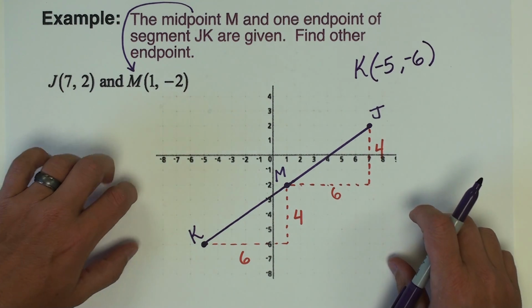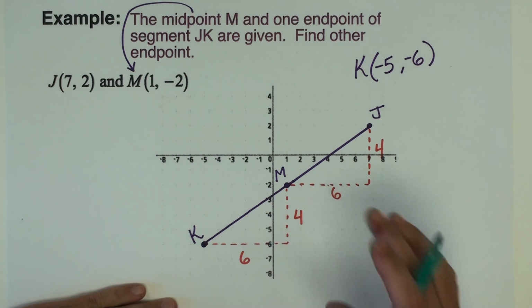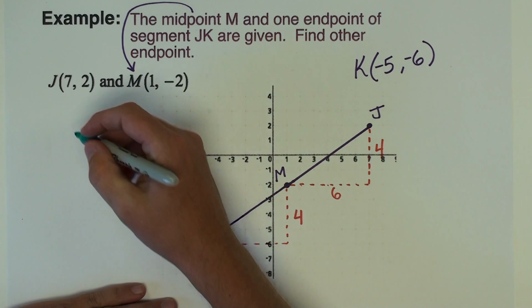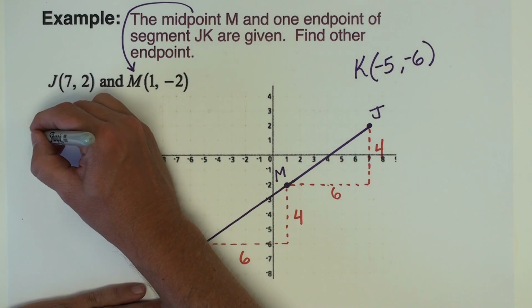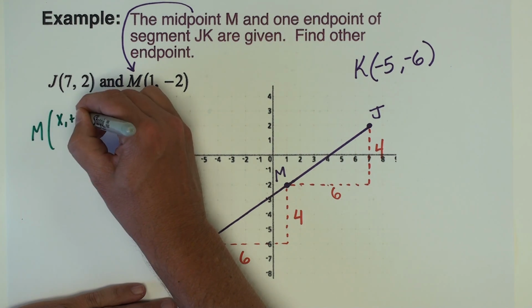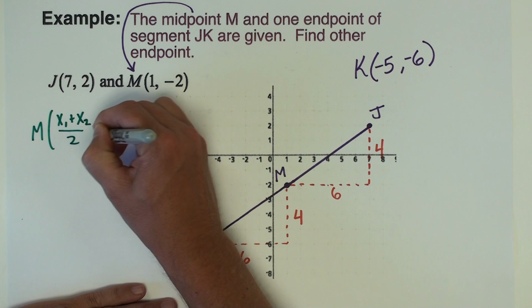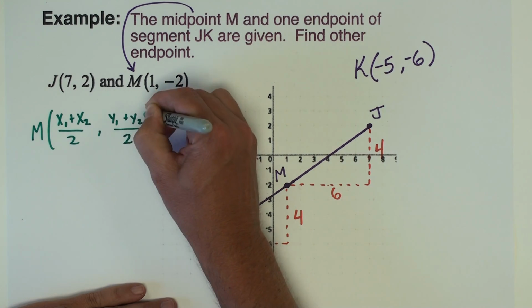Okay. Now, let's say you didn't want to do that on a graph. Let's say you wanted to use the formula. I want to show just real quick how we could do that with the formula. So I'm going to do this in pieces. The midpoint formula is x1 plus x2 over 2, y1 plus y2 over 2.